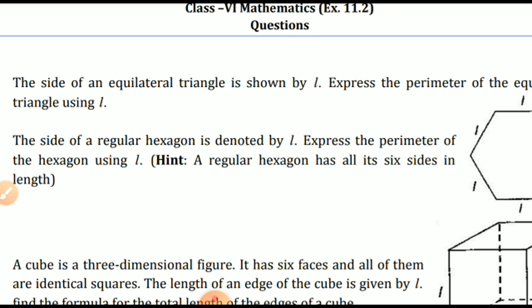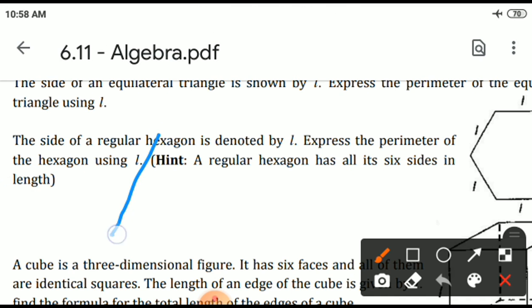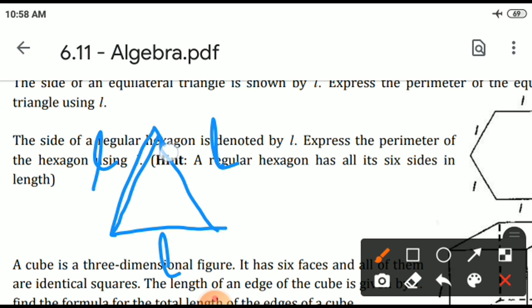First of all, we have to draw a triangle whose side measure is L. And all are L. 1 L. Sorry beta. 1 L. Second L. And third L. Because three sides are there. How many sides does it have? 3 sides. And all sides are equal. By putting this symbol, we can say this is the equilateral triangle.